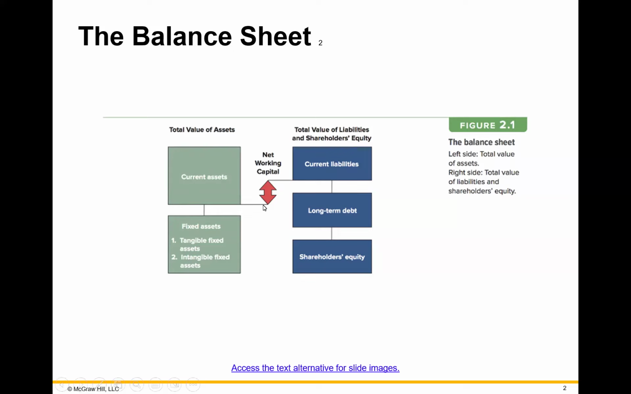Now, then on the right-hand side is where you typically see current liabilities and long-term debt. Those two combined will be your total liabilities. And then equity, your shareholders' equity on the side. What you're seeing here in the middle, net working capital, it's that gap between your current assets and your current liabilities. So when you do current assets minus current liabilities, the difference is your net working capital.